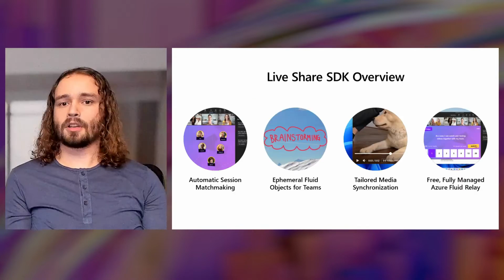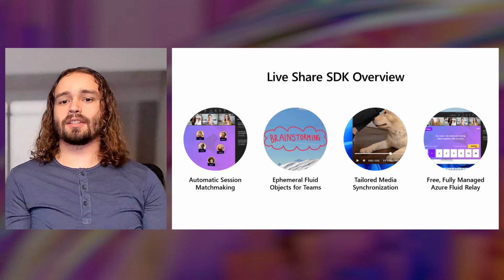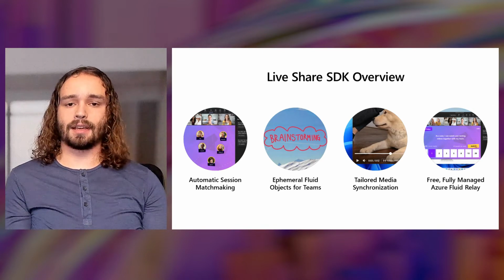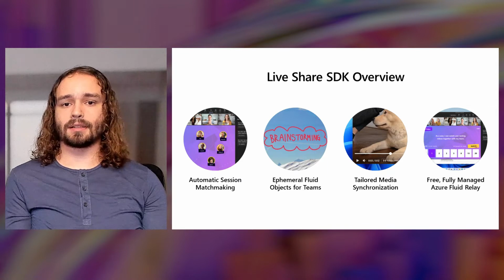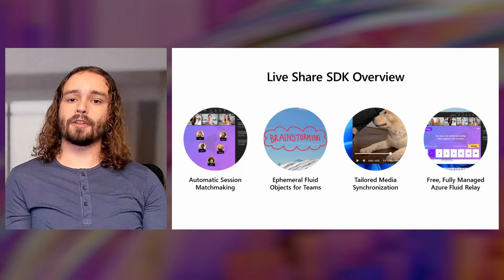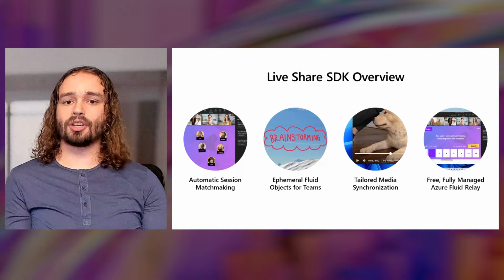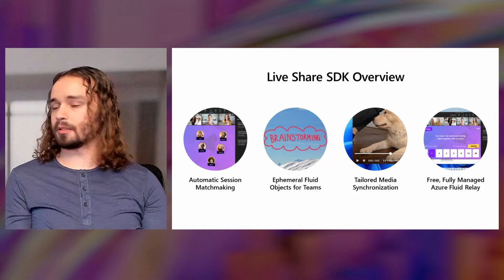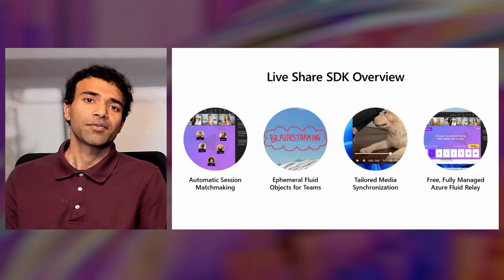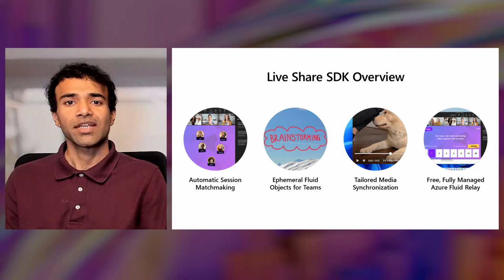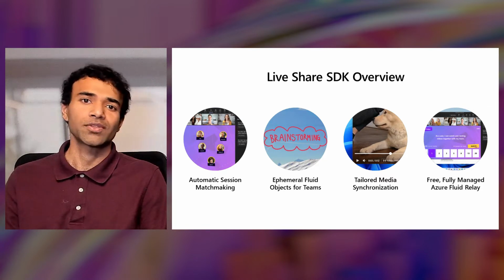Let's dive in. For those who missed other announcements and sessions, there are 4 key areas of the LiveShare SDK. First, matchmaking is automatic and backed by the security of Teams meetings. We do all the legwork so that your front-end teams can focus all their time on building rich, interactive features that augment meeting collaboration. Next, we have made new ephemeral Fluid data objects, such as ephemeral state and events, that can be tailored to meeting roles and context.